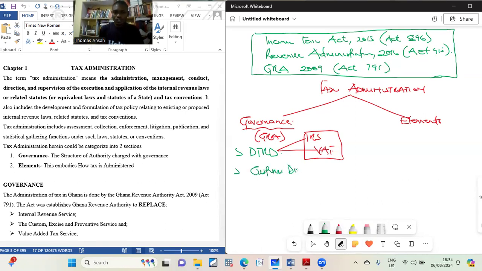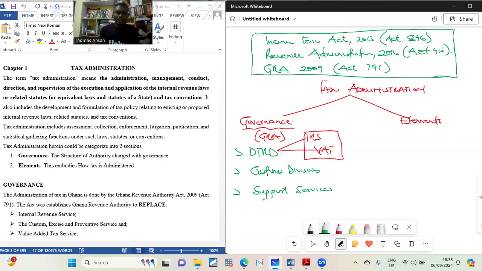We have the custom division. When you go to the custom division too, there is somebody in charge of that. Then lastly, we have the support services, so the IT, the HR of GRA. There are some people working in GRA who have no knowledge about tax. All they do is IT. All they do is manage the HR system. So it is not everybody who works in GRA that knows the law.